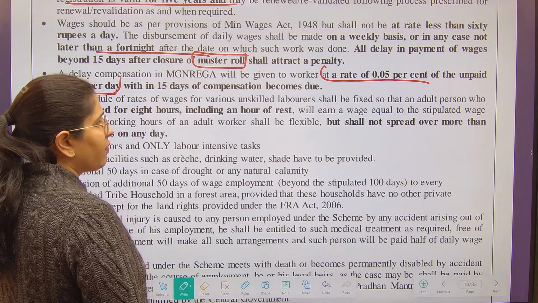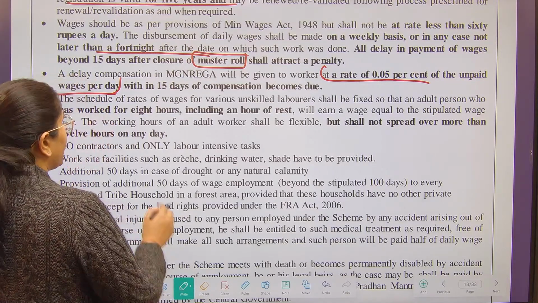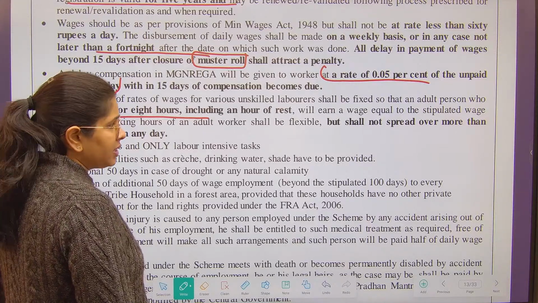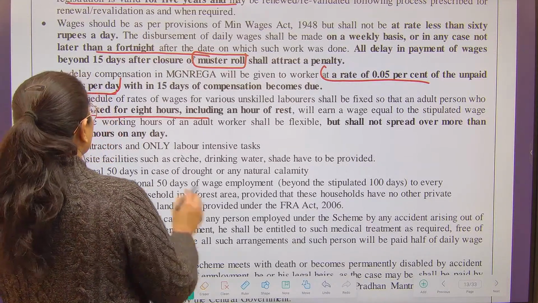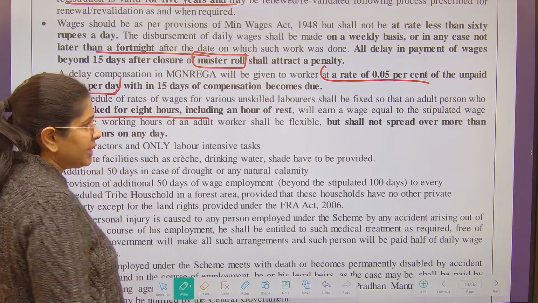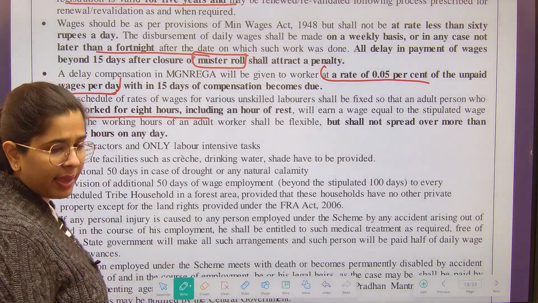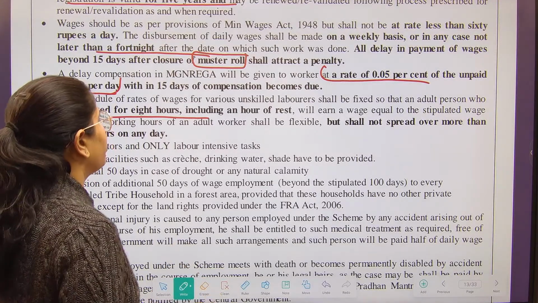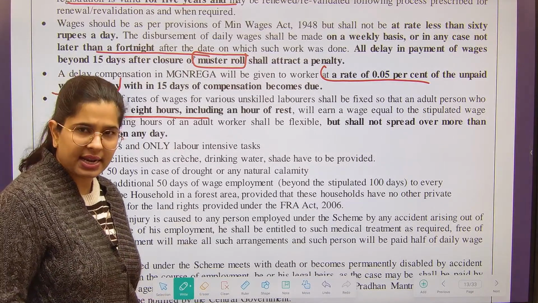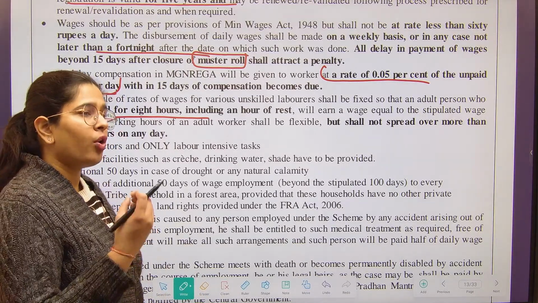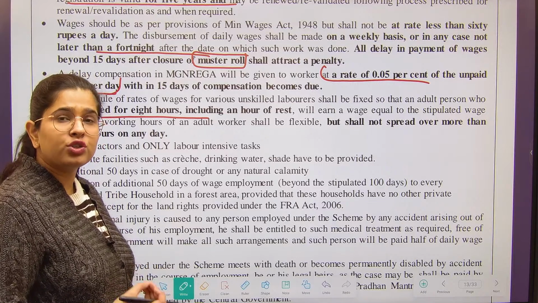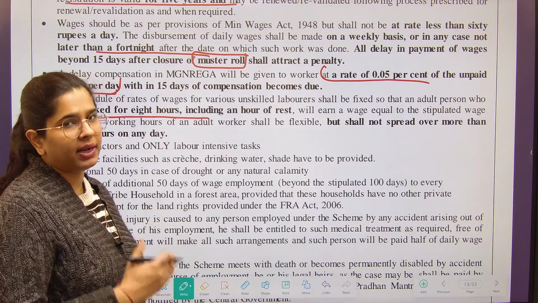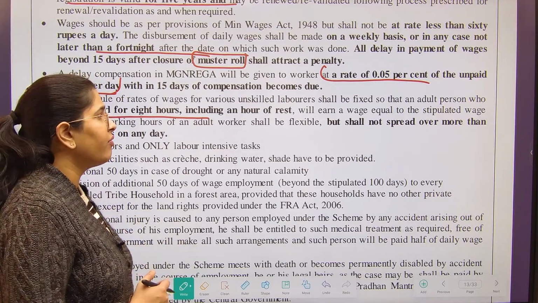The schedule of rates of wages for various unskilled labor shall be fixed so that an adult person who has worked for 8 hours, including an hour of rest, will earn a wage equal to the stipulated wage rate. That means he will be able to earn at least the minimum wage rate. Eight hours are the standard working hours, right? So if you work 8 hours, you will earn at least the minimum wages. It can be more than that, but cannot be below your minimum wage rate.